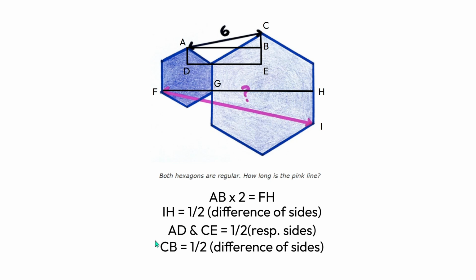Therefore, CB, this length, is half of the difference of sides, because if we subtract CE from AD, we get CB. Therefore, CB is half of the difference of sides, which means that CB times 2 equals IH. Because since AB times 2 equals FH, IH equals half of the difference of sides, and CB equals half of the difference of sides, to complete the proportions, CB times 2 has to be IH.